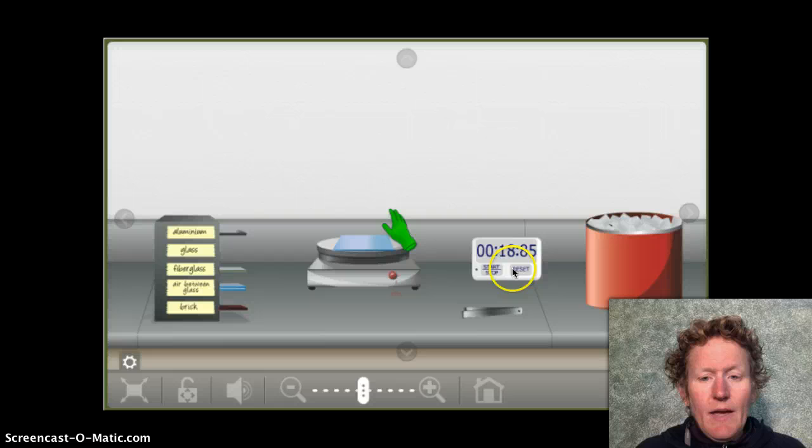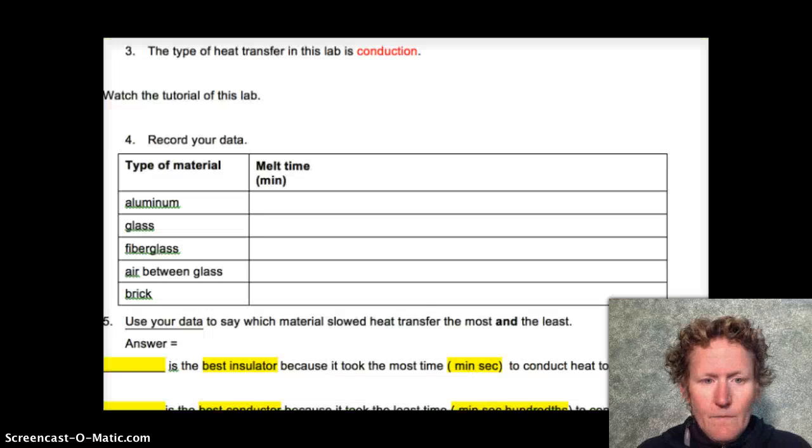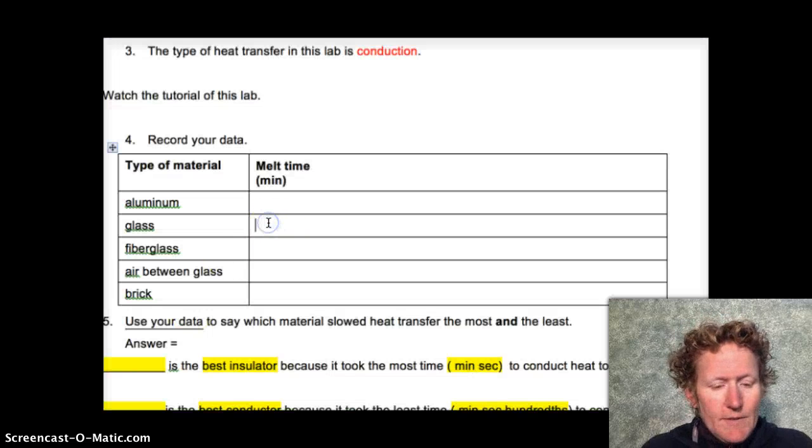Here we are back in the lab, and for the glass, it took 18 seconds and 85/100ths of a second for the ice cube to melt. So let's go put that in our lab sheet, 18.85. So for glass, I'm going to put in 18.85, and I'm going to put seconds here.